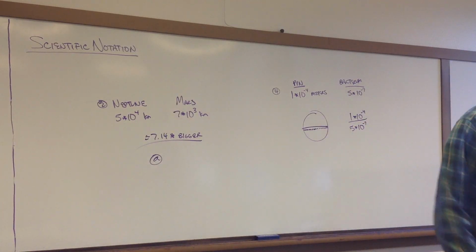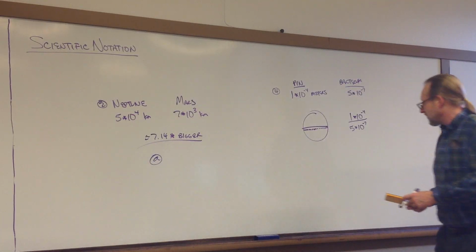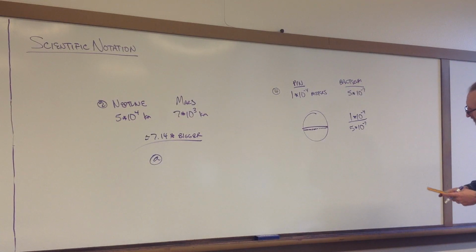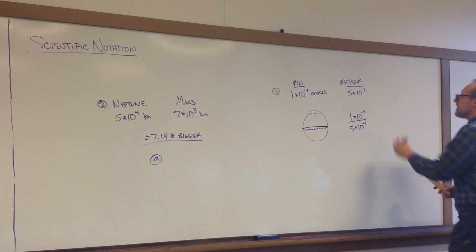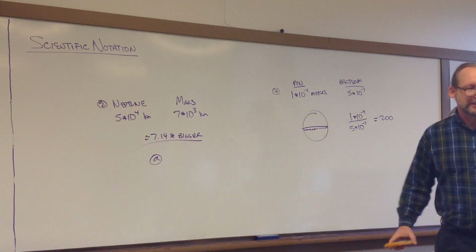So, what are we going to get here? It's going to be 2 times what? 10 to the second, so 200. Let's see. 1e minus 4 divided by 5e minus 7, 200. There we go. Yeah, I think that's what I said.